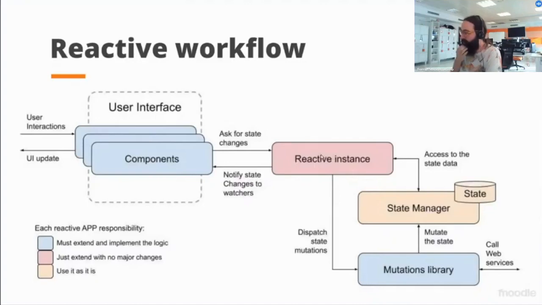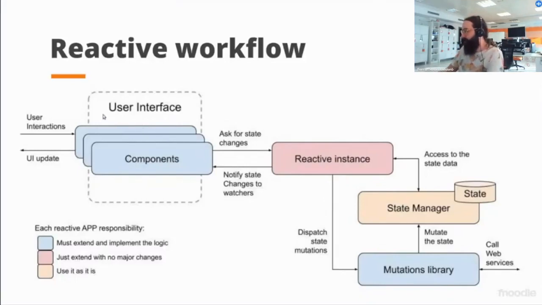So that is what's called triggering a mutation. They can ask for some changes in the state, and the reactive instance will trigger a mutation. This mutation will call a web service or whatever it needs to do the job, and then it will change the state, and the state will come back to the reactive instance, and this will notify the component again. So as you can see, it's not a direct way to update the UI, which is the last thing components will do. So this is the new architecture on the course editor.